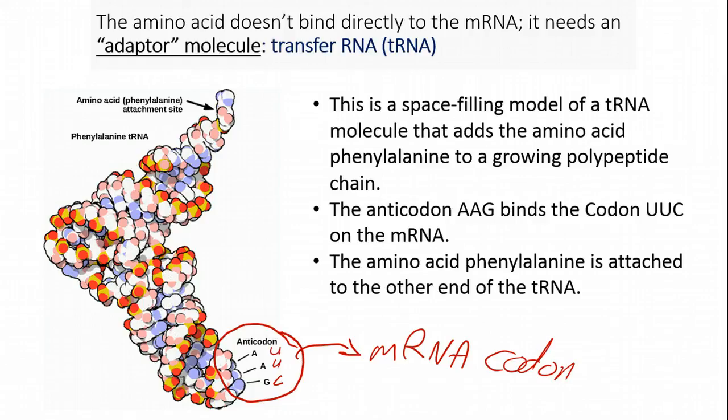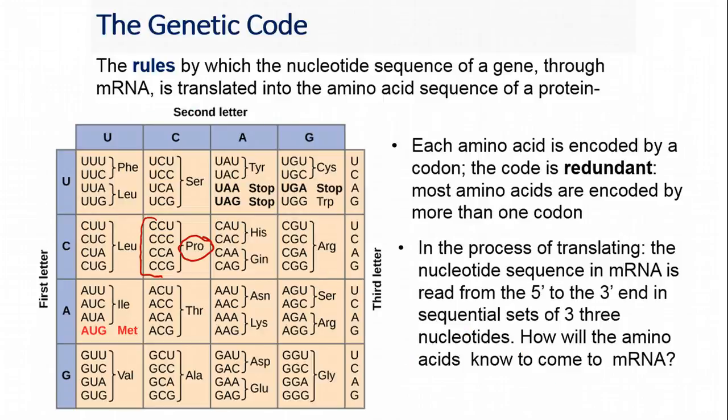mRNA. The other end of the tRNA molecule, if we look up here, has an amino acid attachment site. So here we would have the amino acid phenylalanine. So one of the codons for phenylalanine must be UUC. And if we look back a slide, you can see, oh yeah, there it is. UUC is one of the codons for phenylalanine.